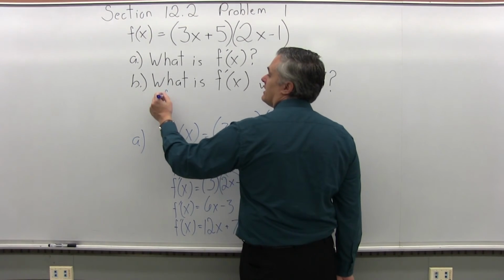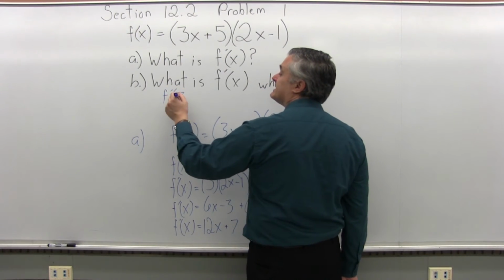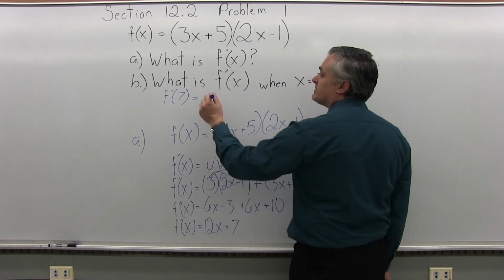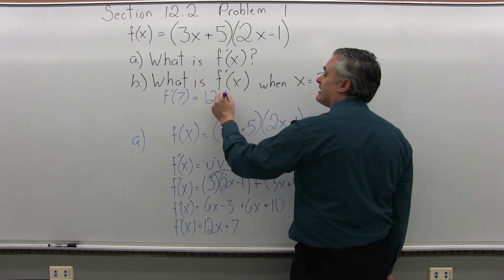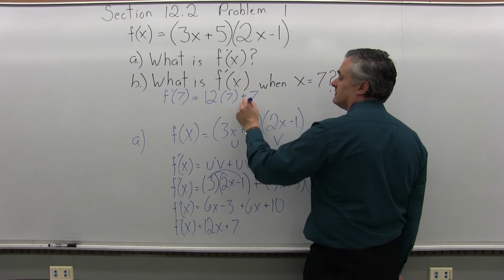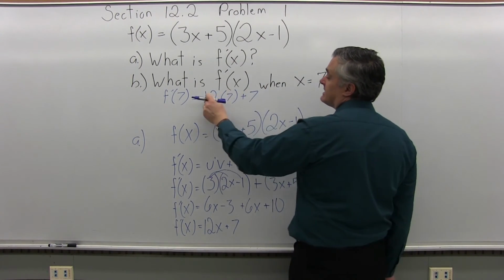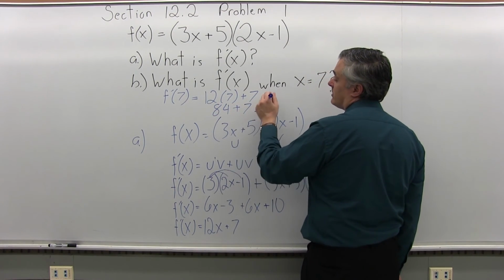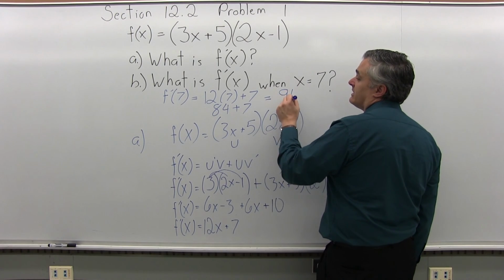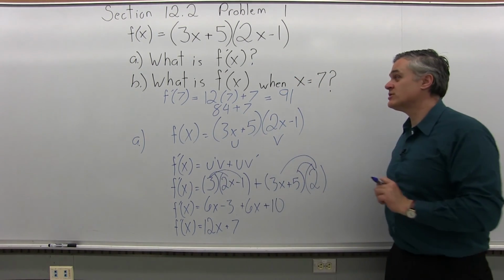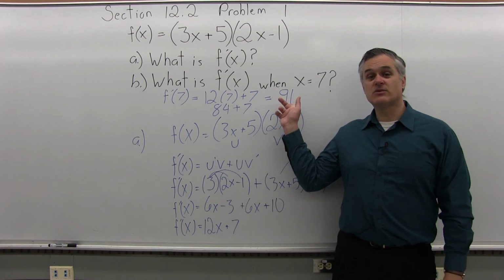So for part B, I'll do f prime of 7 equals 12x becomes 12 times 7, and then plus 7. So 12 times 7 is 84. And we'll add 7 more, so 84 plus 7 is 91. So f prime of x when x is 7, which you can just write as f prime of 7, is equal to 91.